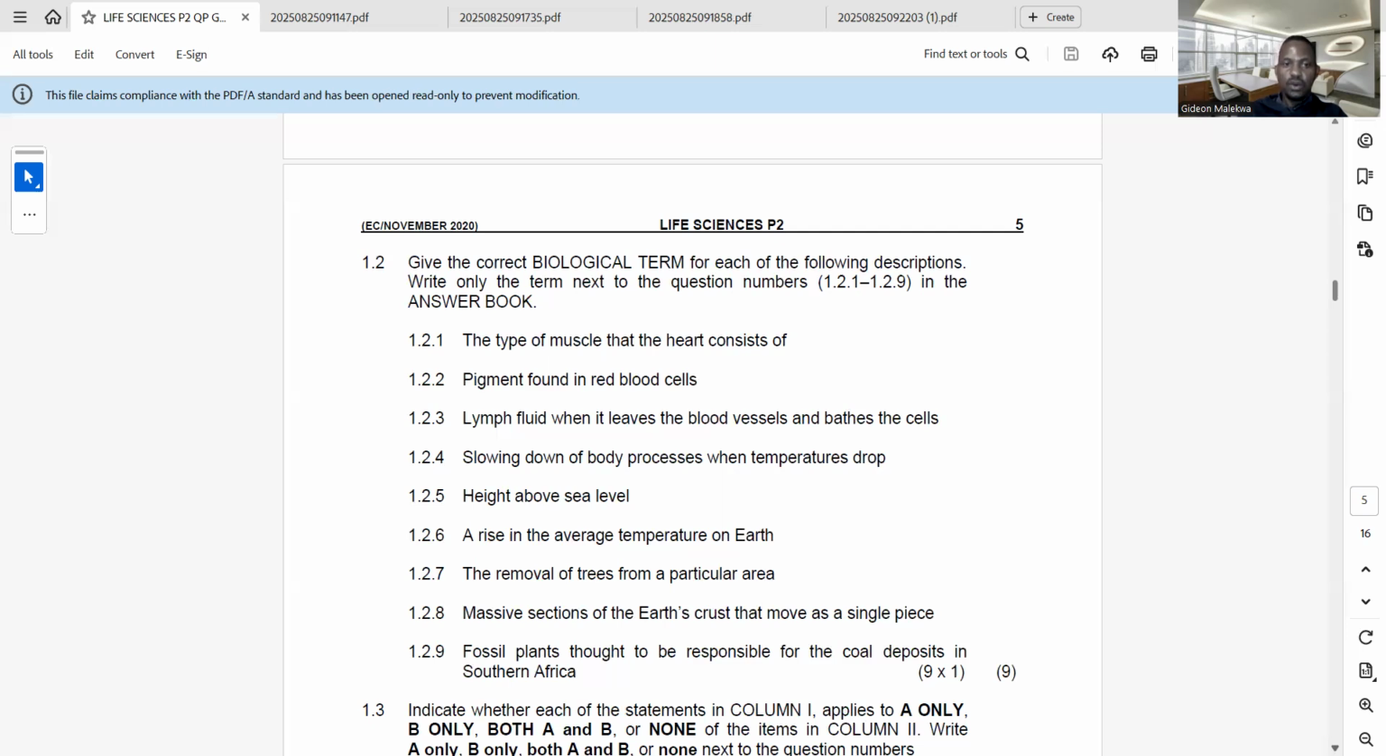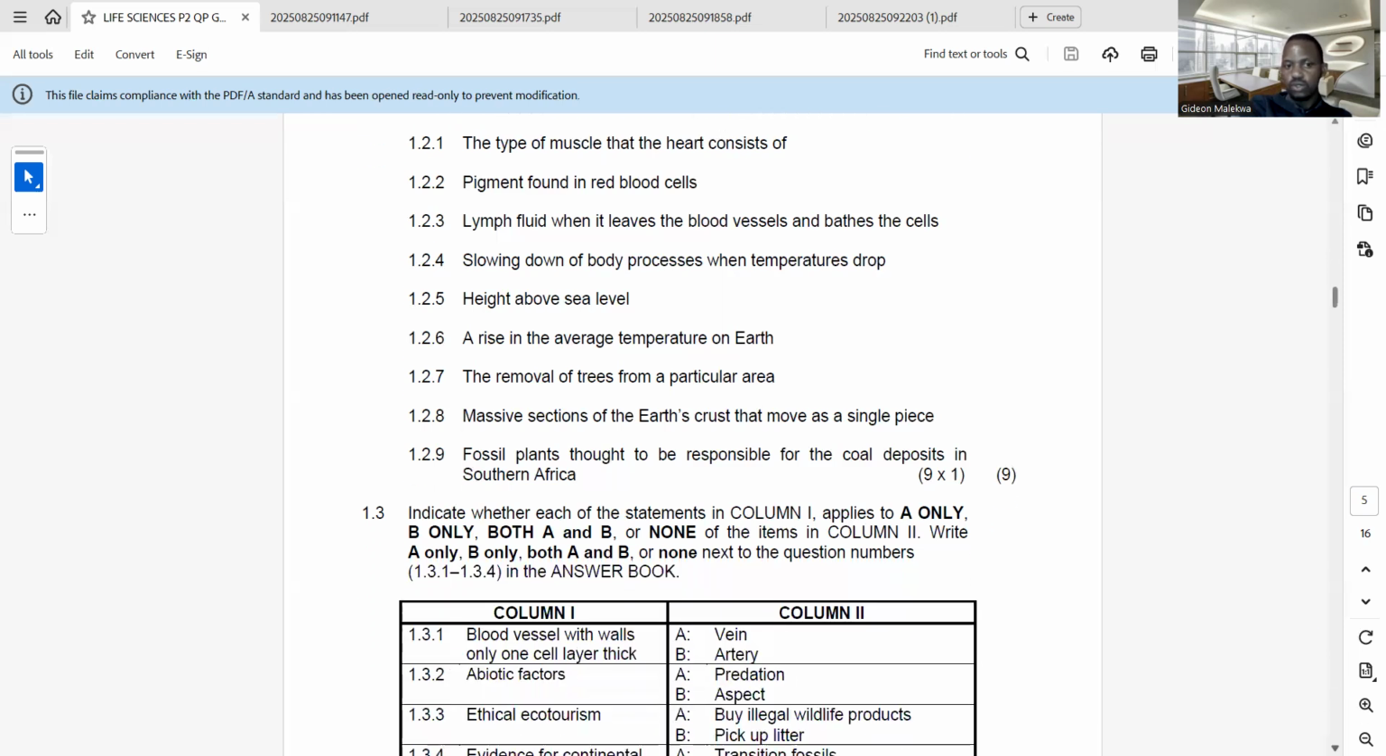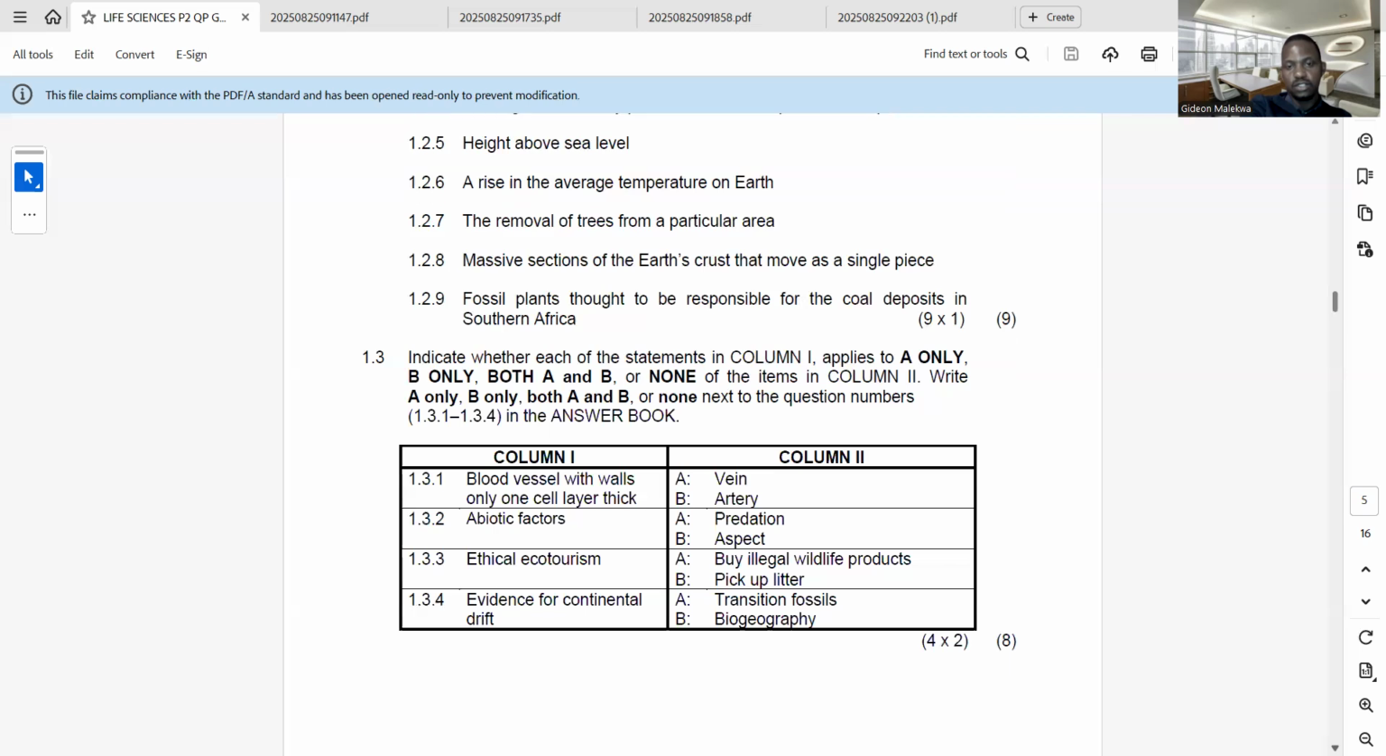Showing slowing down of body processes when temperatures drop. When temperatures drop, the body processes slow down so that it can conserve whatever is available, it's called hibernation. So the answer for 1.2.4 is hibernation, but we're also not going to do the other questions because they are not relevant to the topic for today.